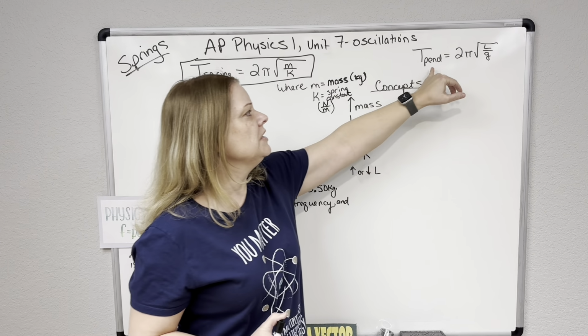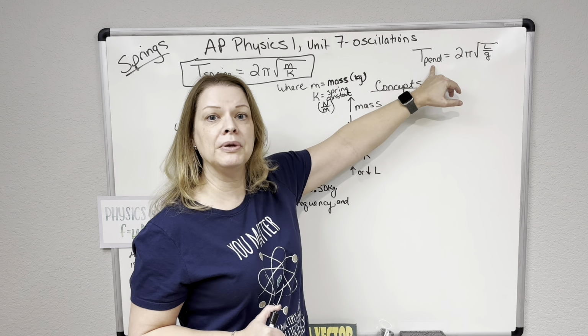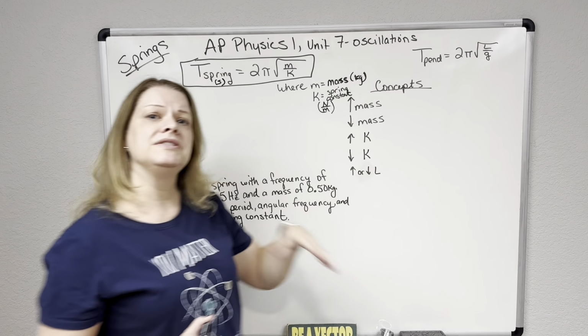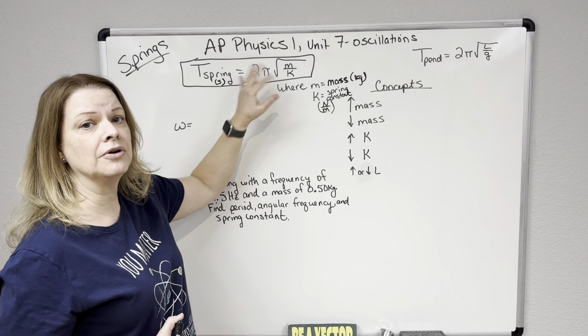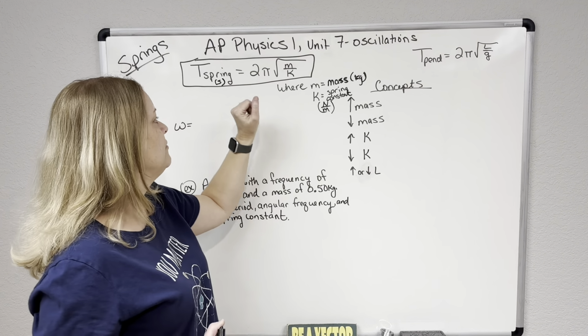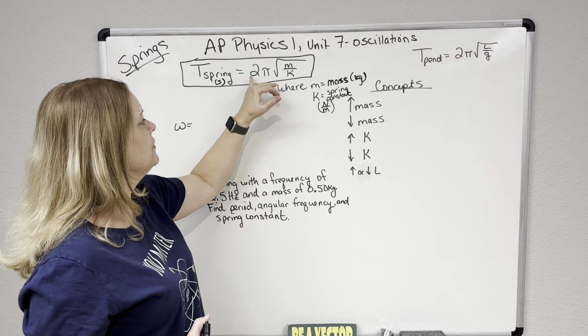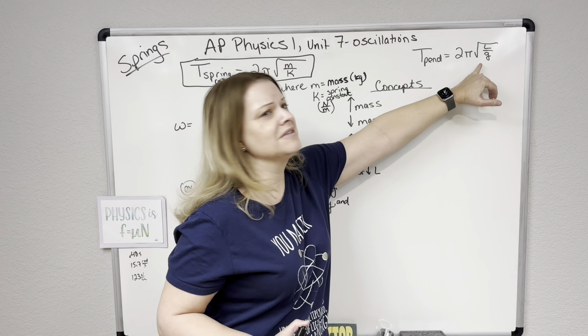In the last video that we posted, my colleague and friend Beth talked about the period of a pendulum. Today we're going to talk about the period of a spring, and it's going to look very similar. By the way, both of these are on your equation sheet for the AP Physics 1 exam. They look very similar, 2 pi times the square root, but what's different is what's under that square root.